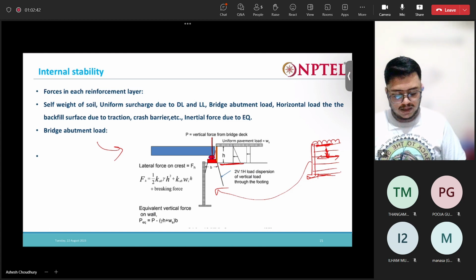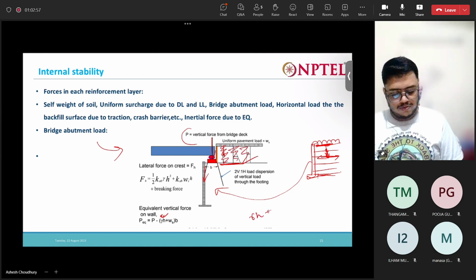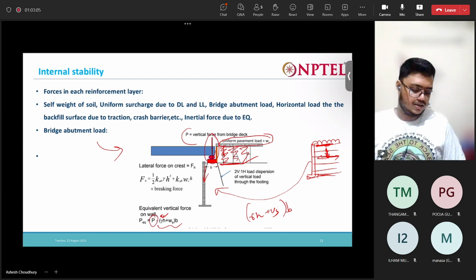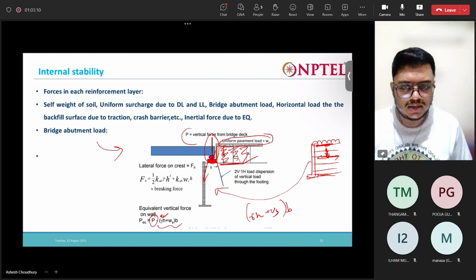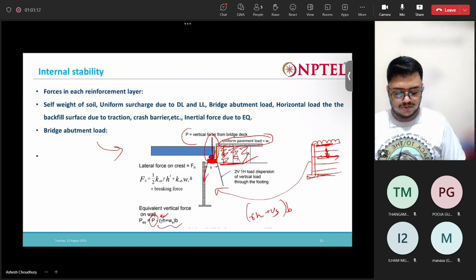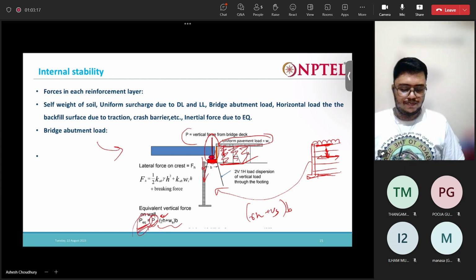So what we do, to get the equivalent vertical force on the wall, we deduct the load due to this backfill. This gamma into h will give the load of this backfill, plus ws will give the load of this pavement, into b. This part we deduct from the vertical load coming from the bridge deck, just to get an average load. We deduct this from p to get the equivalent load pq, and that load we consider as the vertical load on the wall.